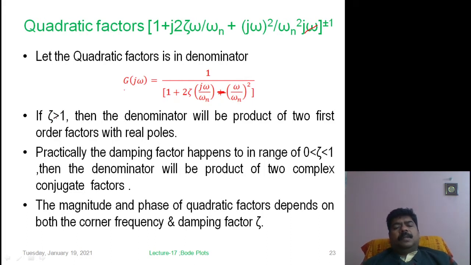So here, if zeta is greater than 1, the denominator will have two first order factors with real poles, while normally in the practical case zeta is between 0 and 1. So that will result in a complex conjugate factor. So in this case the complex conjugate factor has been considered, and the magnitude and phase of the quadratic factor will depend upon the corner frequency and damping factor.